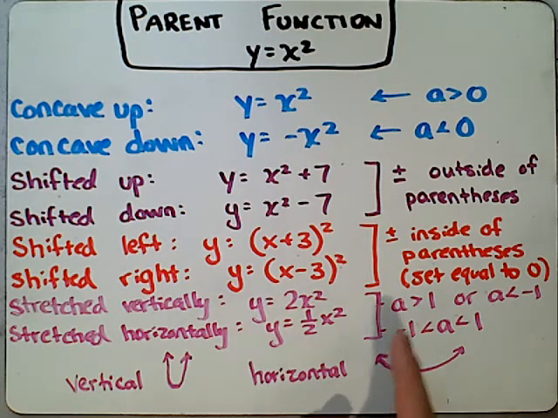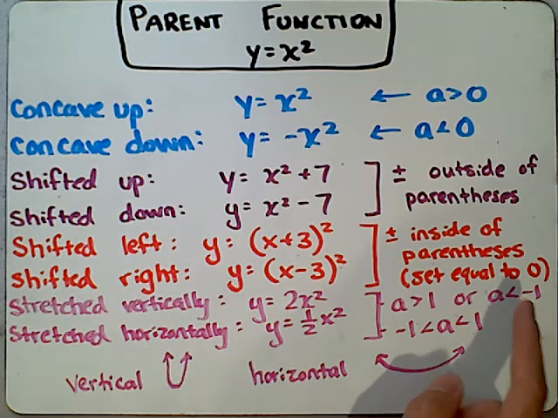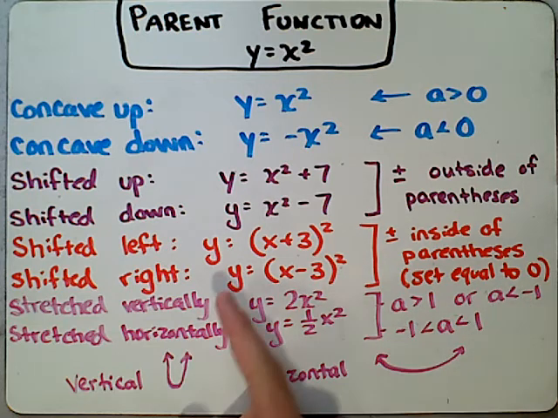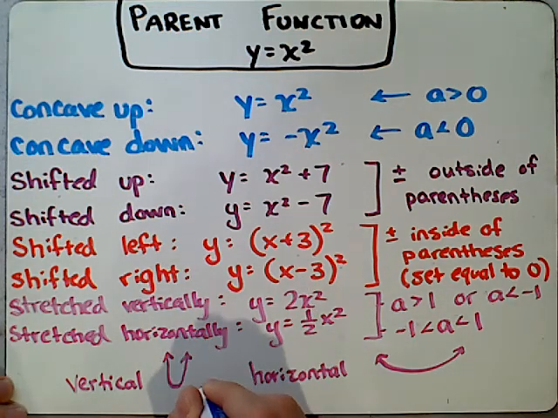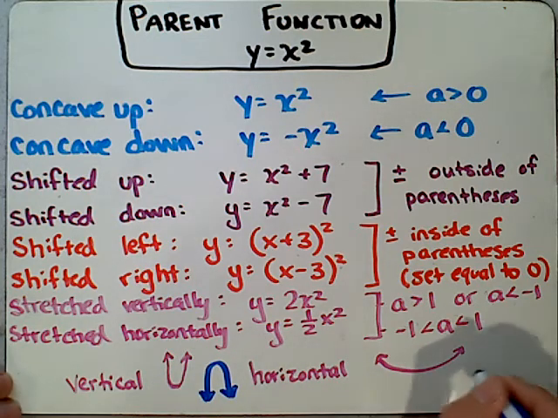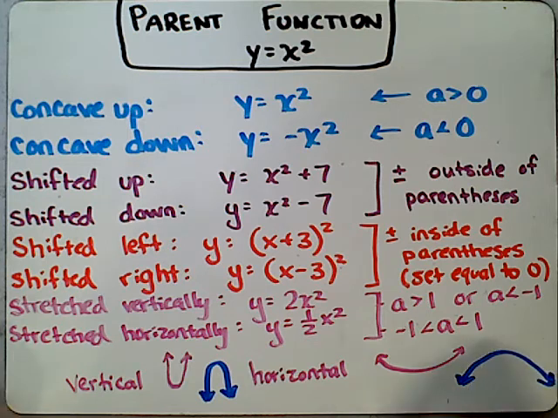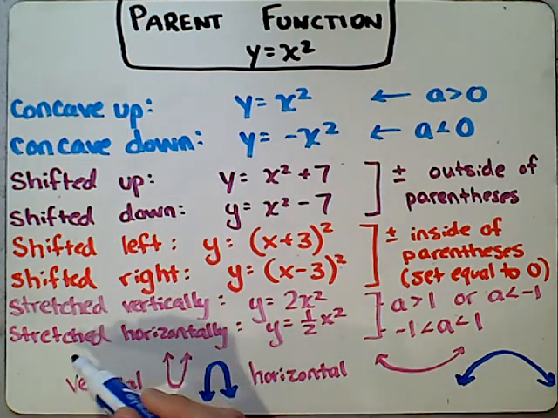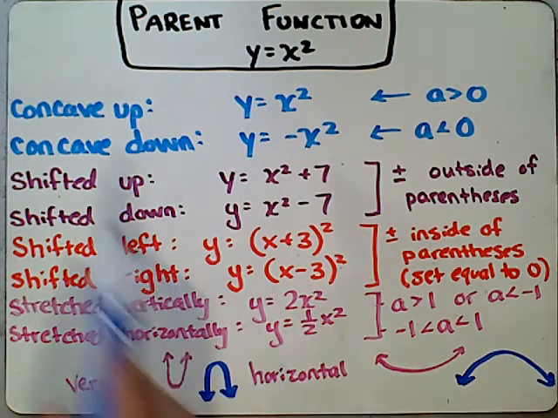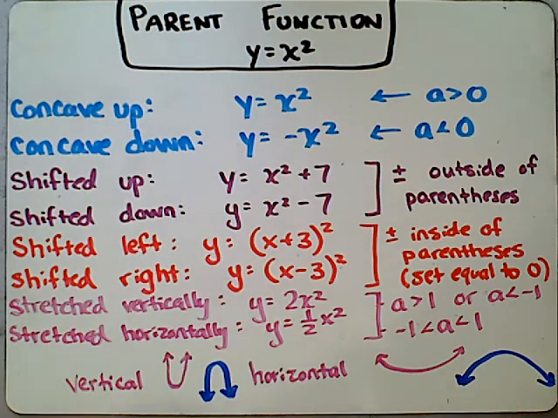Likewise, if the a value is above +1 or less than -1, that would be a vertical stretch. So in this case, we have +2. But if I made that a -2, it would just be a vertically stretched graph going the opposite direction. So again, making those a values negative wouldn't change whether or not they're stretched vertically or horizontally, but it would change, going back up here, whether or not they're concave up or concave down.